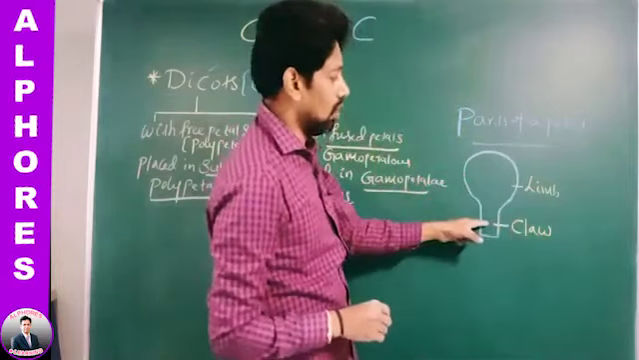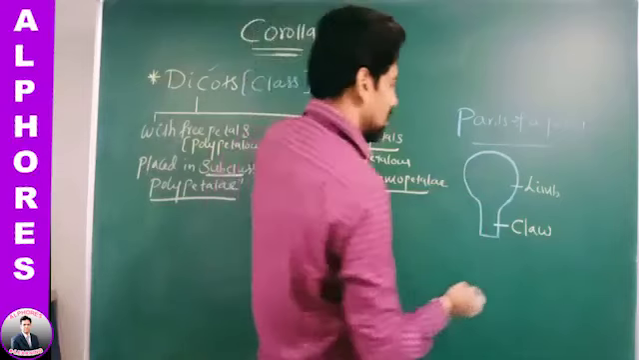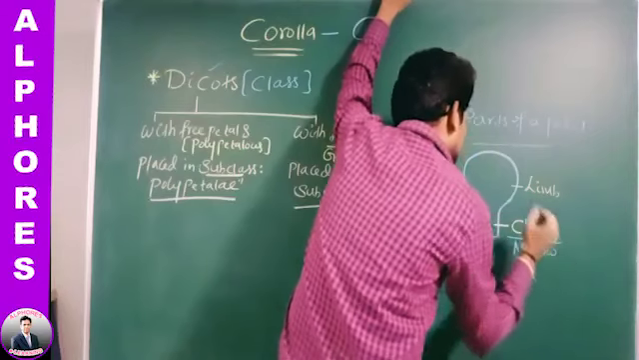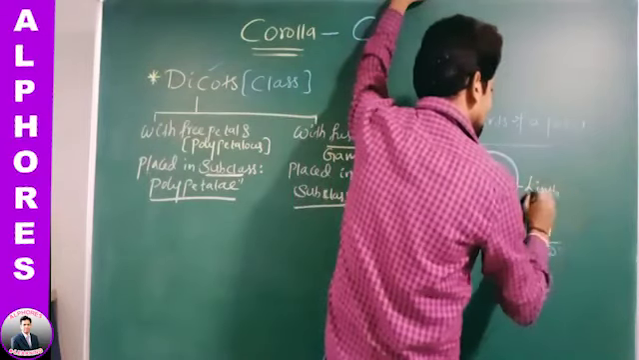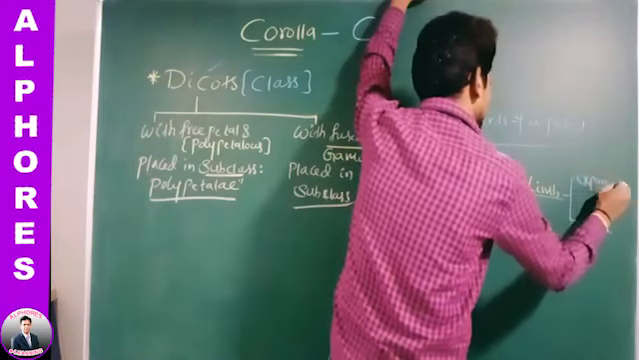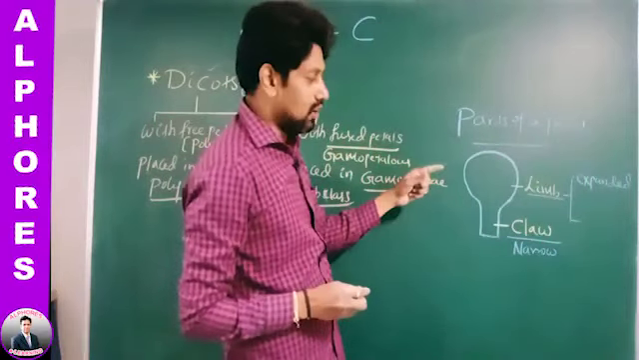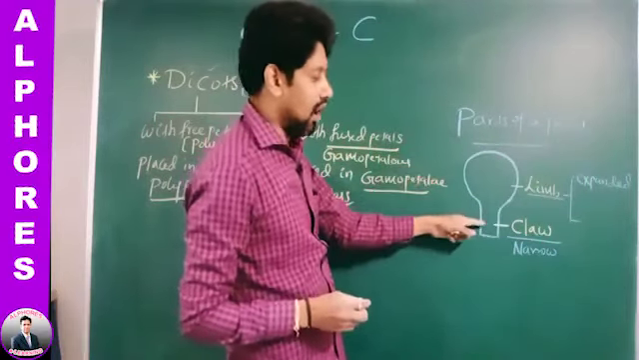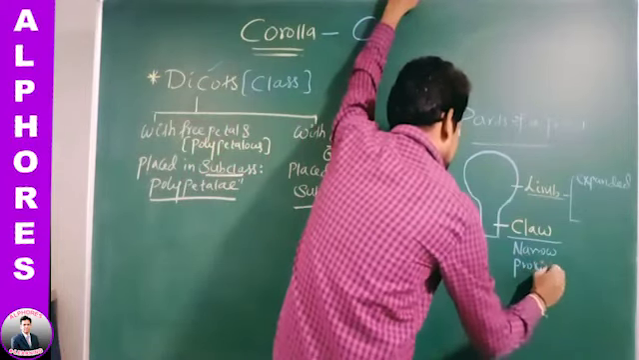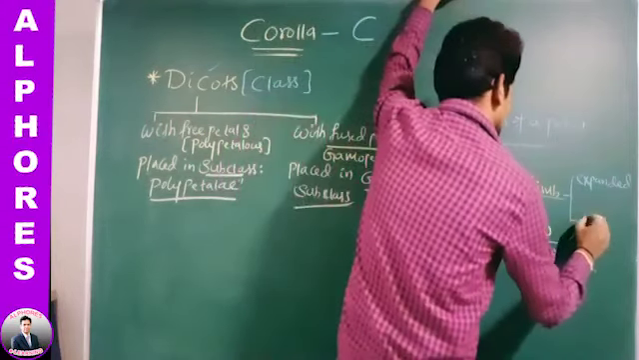Which is narrow? The claw is narrow. Which is expanded? The limb is expanded. Yes or no? Therefore, the claw is narrow, and the limb is expanded. Which is proximal and which is distal? The claw is proximal, whereas the limb is distal.